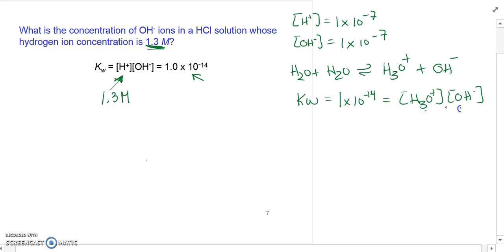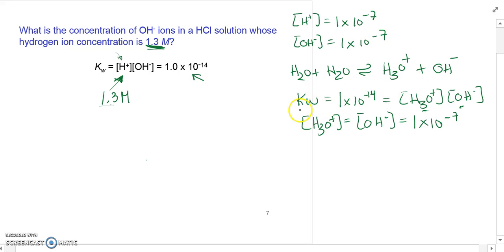Since these two are equal in a neutral solution, the concentration of H3O plus would be equal to 1 times 10 to the negative 7, which is the square root of 1 times 10 to the minus 14. So originally, before we add the acid to the solution, the concentration of H plus is 1 times 10 to the minus 7. But that's insignificant compared to this 1.3 molar. So what you're doing is increasing the amount of H3O plus.